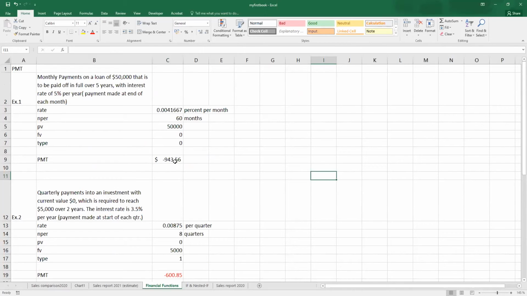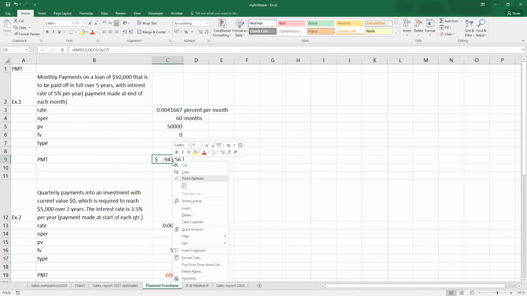When Excel calculates for you and you don't have a negative symbol, what should we do? If it is just a parenthesis, it is negative as well, but that is a display in terms of accounting. If you would like to make it a negative symbol, you just go to format the cell.